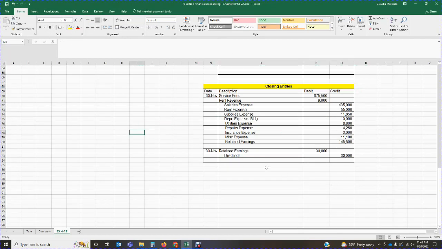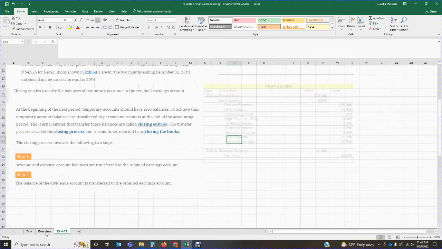And remember, it's just very easy. Two steps. This is the closing process. Step 1: close revenues and expenses to retained earnings. Step 2: close dividends to retained earnings.